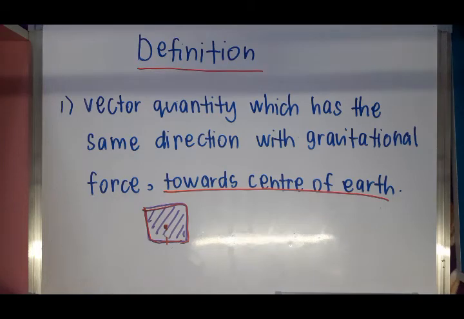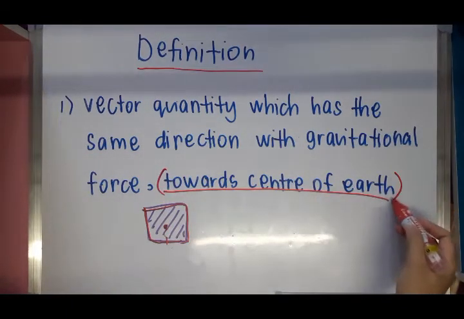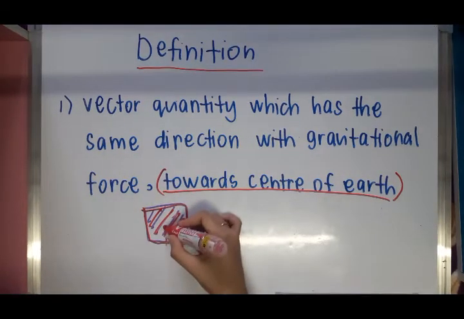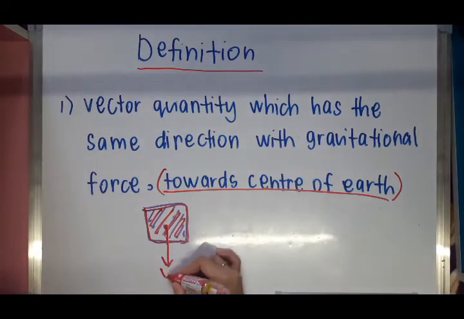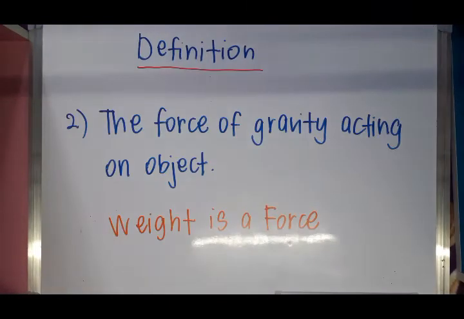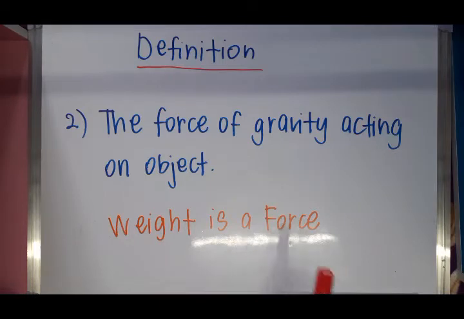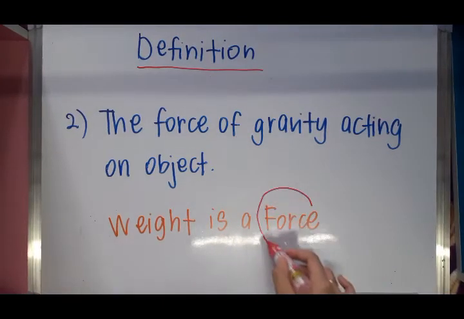Okay, class. So first, let's see the definition of weight. The first definition of weight is a vector quantity which has the same direction as gravitational force, which is towards the center of Earth. When we talk about towards the center of Earth, it means that the direction is always going downwards. This is the object, and the direction of weight is always going downwards. The second definition of weight is the force of gravity acting on an object. So from this definition, we know that weight is a force.